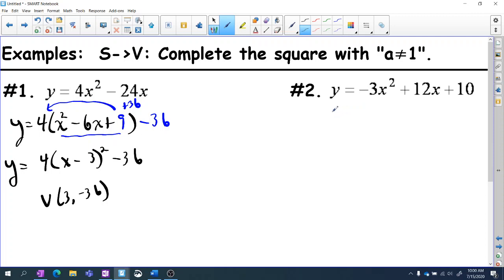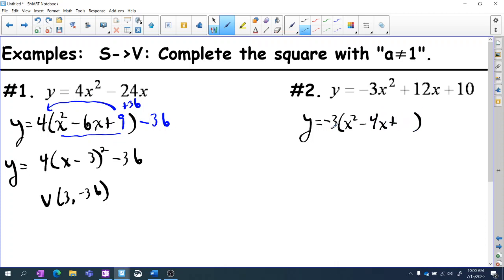All right, let's have a look at this one. So y equals, remember what I said, any number in front of the x squared has to get factored out. So in this case, that's going to be a negative 3. X squared, now be careful here, you've got to take whatever you pull out as your common factor, and divide this by that number. So 12 divided by negative 3, that would be minus 4x. Put your plus sign, leave room.